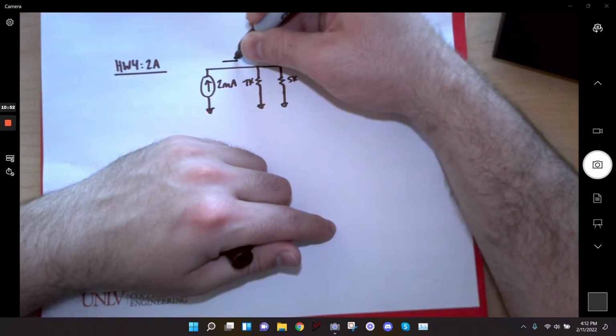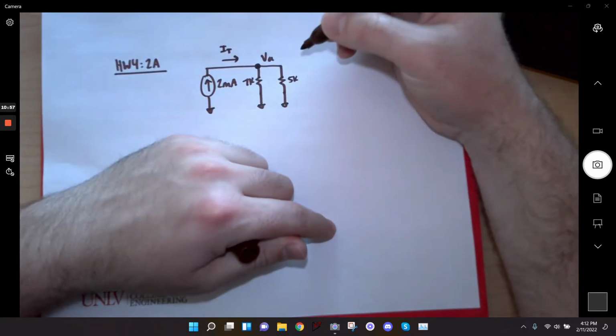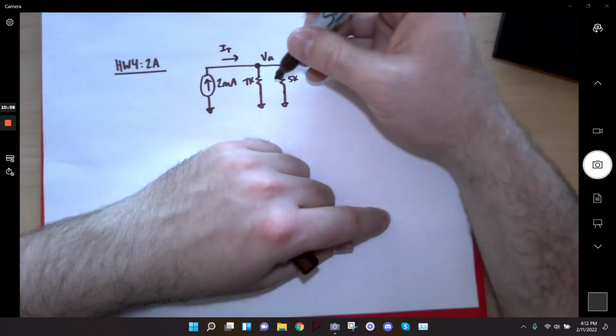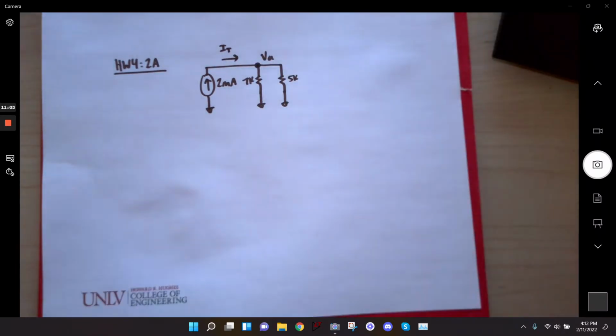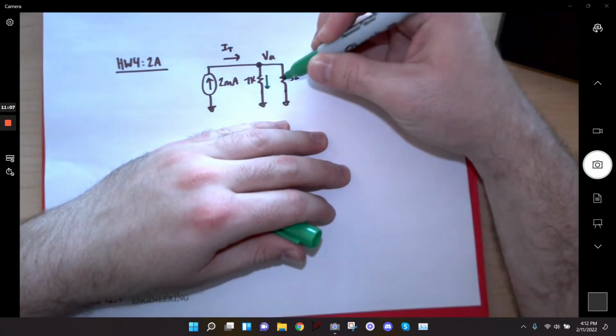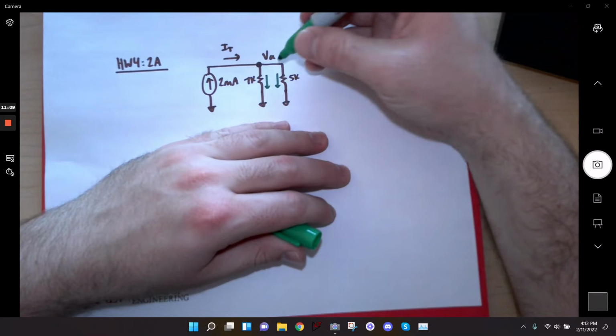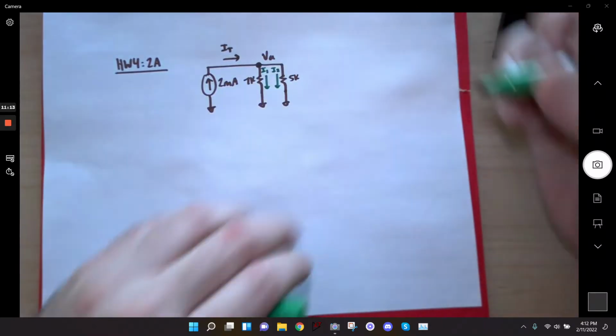So obviously we know that this is my I total going into this node right here, or this junction, and that's going to split off into two currents. So let me change colors. It's going to split off into I1 and I2, the current flowing through the 7K and the current flowing through the 5K. So we'll call this one I1 and this one I2, right?